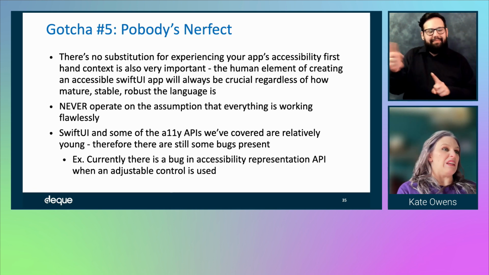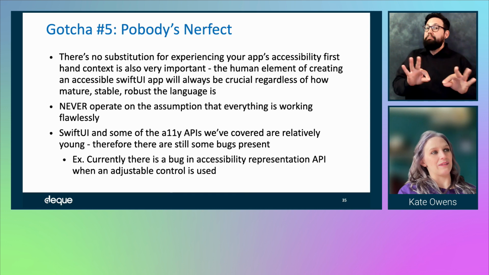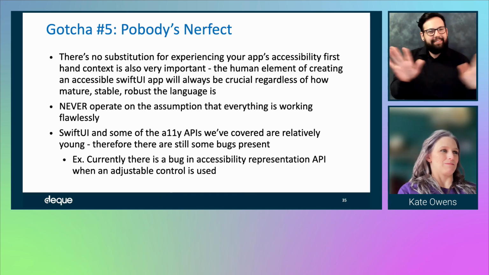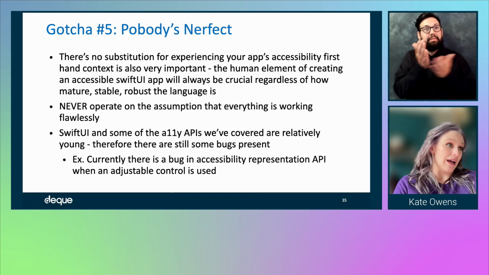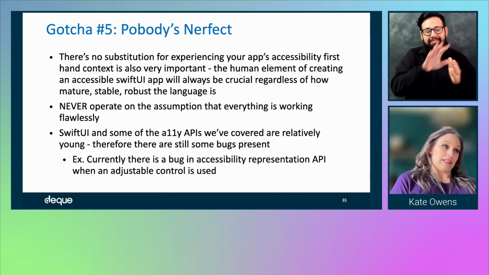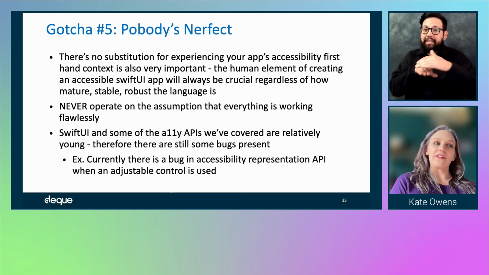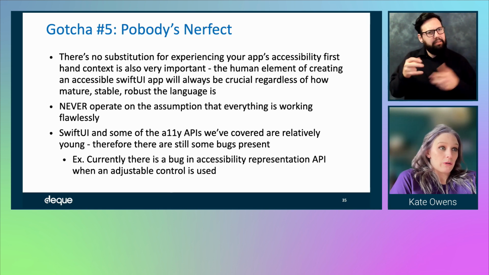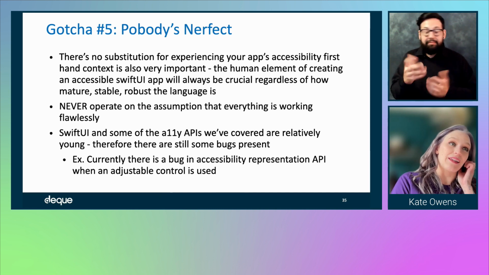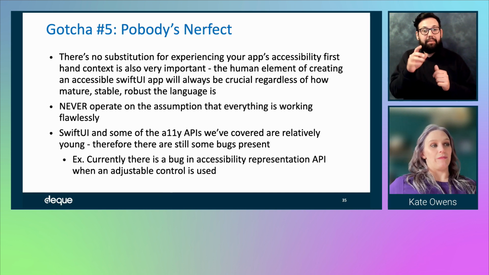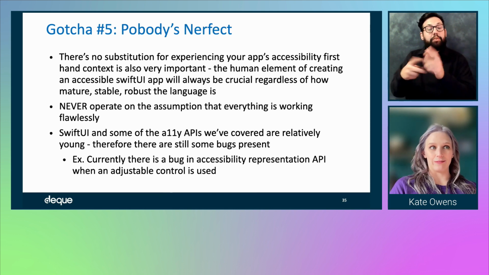You should also never, ever operate on the assumption that everything is going to be working flawlessly and that things work as expected. Regardless of how mature and stable and robust a language is, things happen, mistakes happen. Sometimes things don't work the way they're supposed to. It's also worth noting that SwiftUI and some of the accessibility APIs that we've covered today are still relatively young. So there's a bit more likelihood that there's going to be some bugs. In fact, I actually found a bug in the accessibility representation API that happens when you use it to represent an adjustable control, like the custom slider, for example.